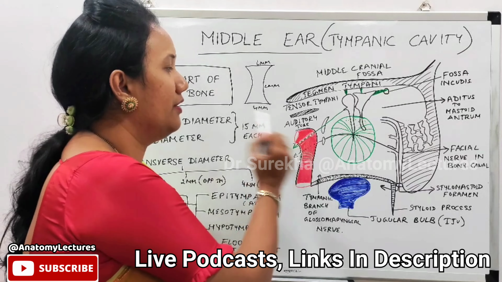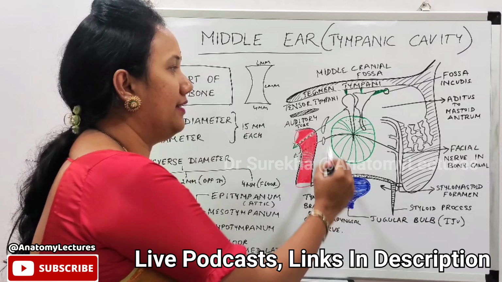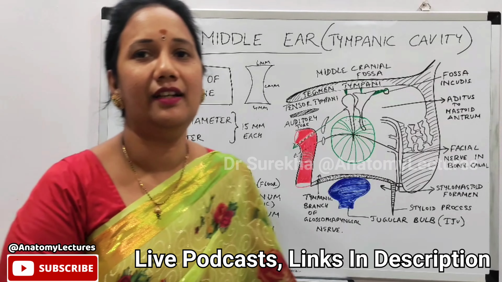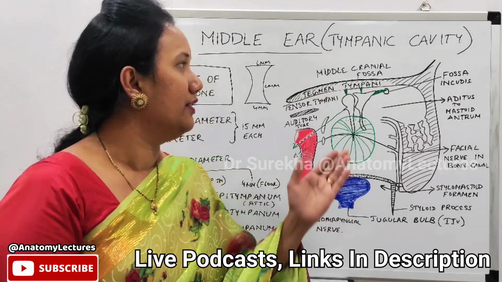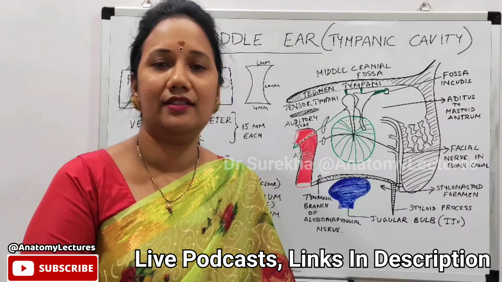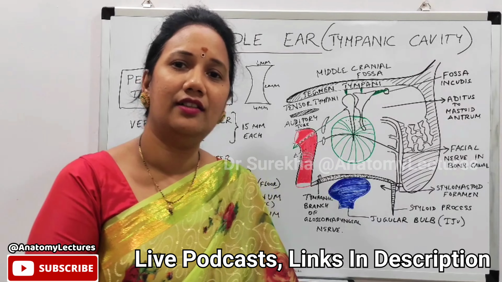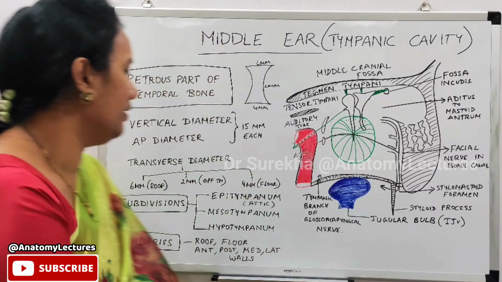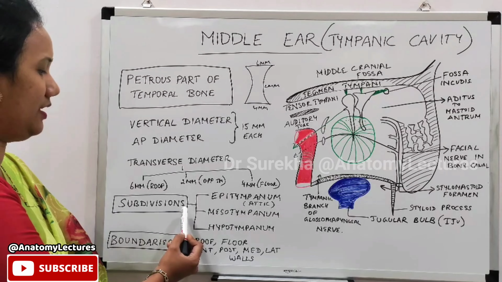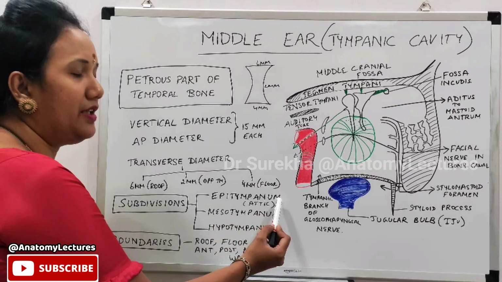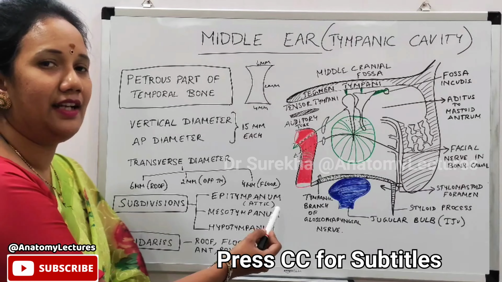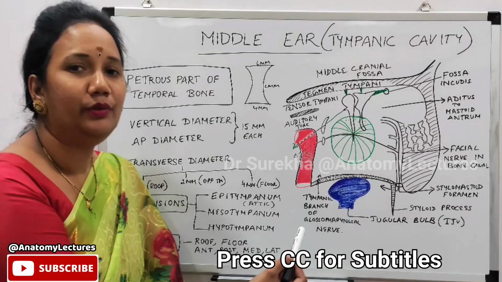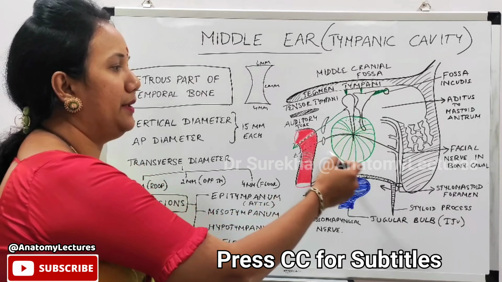The auditory tube represents the nozzle, the tympanic cavity represents the body, and the mastoid antrum represents the handle. So this middle ear, or otherwise called the tympanic cavity, has subdivisions by the presence of the tympanic membrane. So let's have a look at the subdivisions. Subdivisions of the middle ear are epitympanum, which is otherwise called the attic, mesotympanum, and hypotympanum. I told you it is divided by the presence of the tympanic membrane.